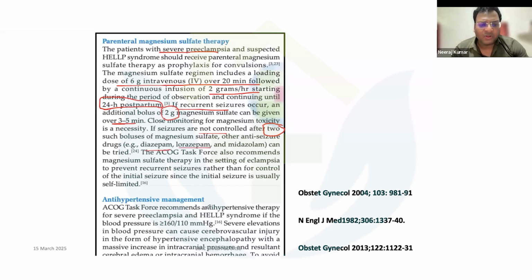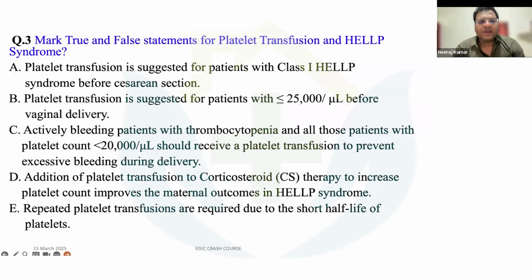And ACOG task force recommended antihypertensive therapy in patients with preeclampsia. The cutoff values are 160 by 110 millimeter of mercury. Okay. Coming to the next question.